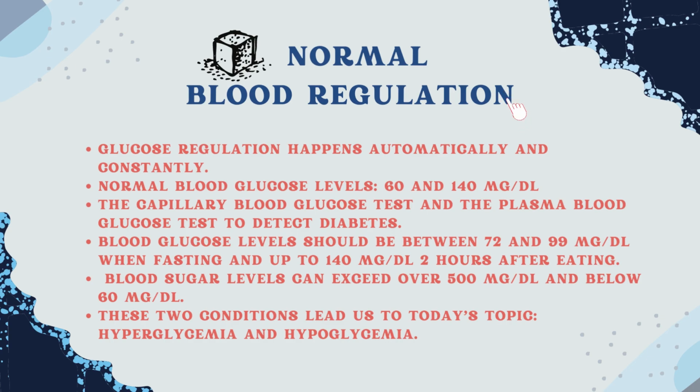It is essential to understand what the blood glucose level represents. Blood glucose levels should be between 72 and 99 mg per deciliter when fasting and up to 140 mg per deciliter 2 hours after eating for the vast majority of healthy individuals. In addition, human blood sugar levels can occasionally exceed 500 mg per deciliter and fall below 60 mg per deciliter, which is considered abnormally low. These two conditions lead us to today's topic, which is hyperglycemia and hypoglycemia.